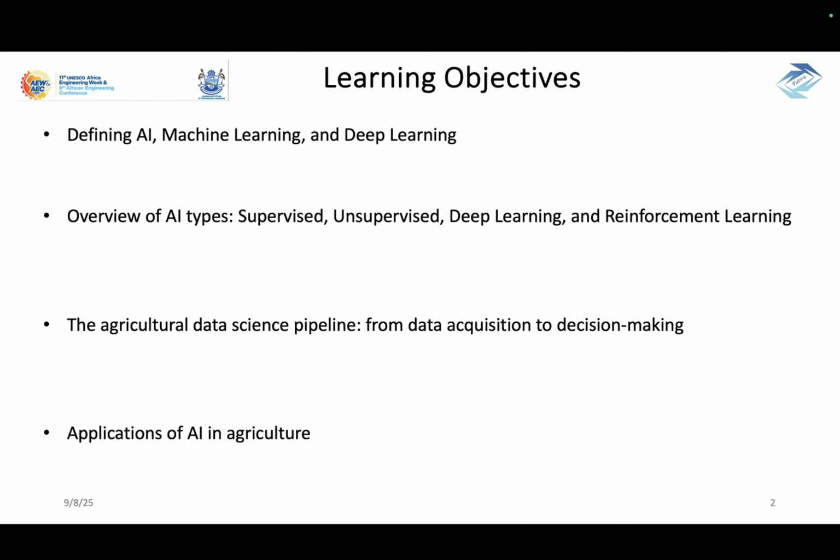We're going to define what AI is. Dr. Jim already talked about it, and you also watched the video. We'll talk about machine learning and deep learning. And then we're going to do the overview of AI types: supervised, unsupervised, deep learning, and reinforcement learning. These are the very commonly used. And then I'll talk about the agricultural data science pipeline.